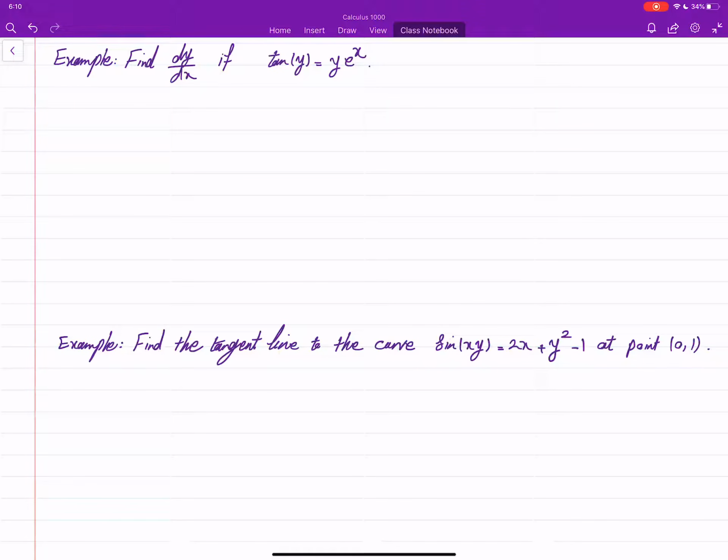Hi, in this video we will do some examples for implicit differentiation, and we will have some examples actually to find the second derivative using the implicit differentiation. So here we have the equation. We always start implicit differentiation by differentiating both sides of the equation with respect to the independent variable.